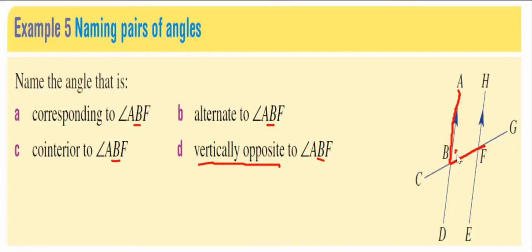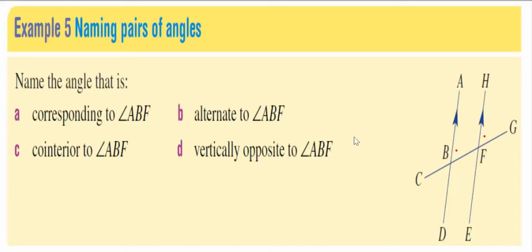All right, so I'm going to pause it. I might do the first one with you, and then you can pause it and do the rest. So the name of the angle that is corresponding to angle ABF. So here, that's the angle we're looking at. And I might get rid of that, bear with me. So there's our angle. Each one is corresponding, so it's got to be in the same spot but at a different parallel line. So there's a parallel line, same spot there.